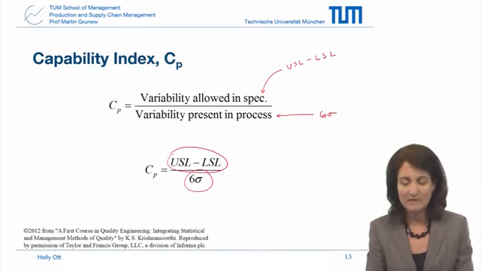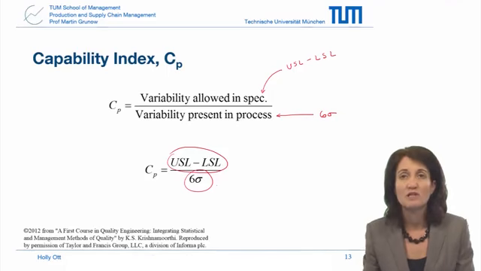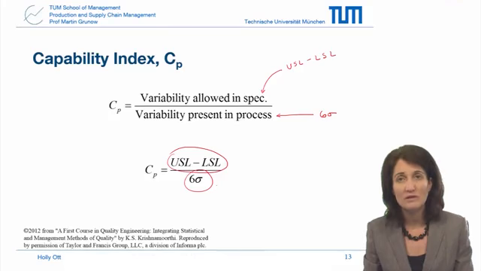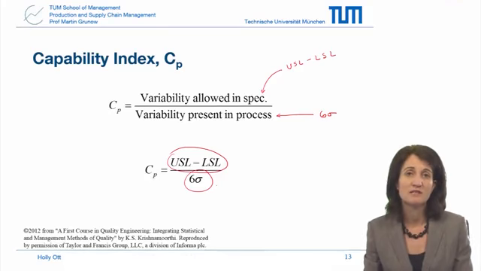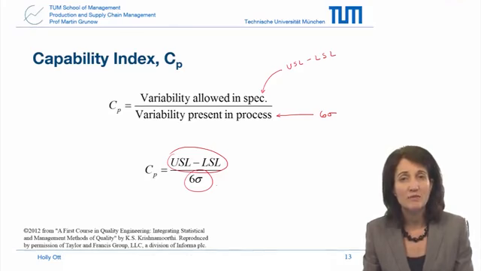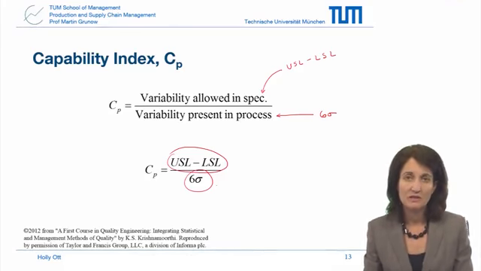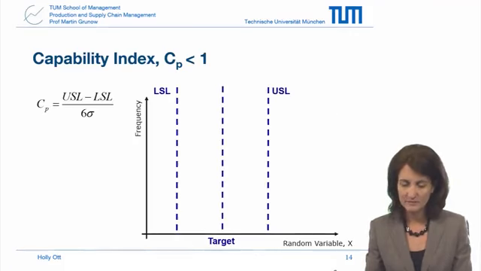So if the CP value is less than 1, then the process variability is going to be larger than the variability allowed by the specifications. If CP is larger than 1, then the process variability is smaller than the variability allowed in the specifications. This means nearly all of the product will be within the specifications. And in general, the larger the value of CP, the better the process. Let's go through some examples.